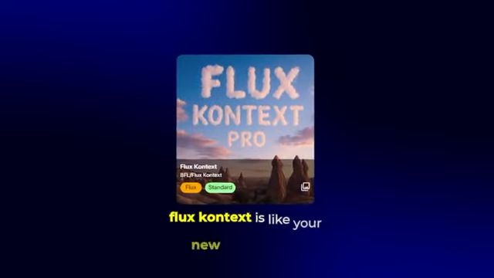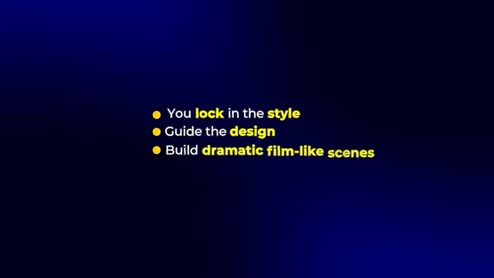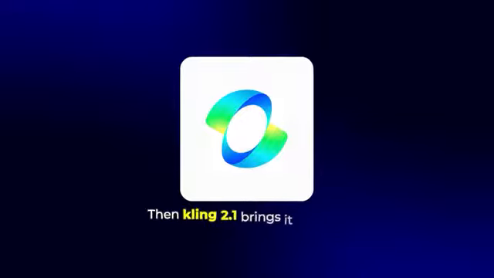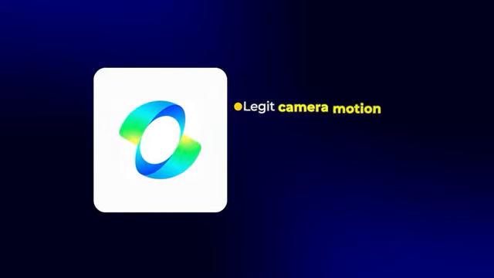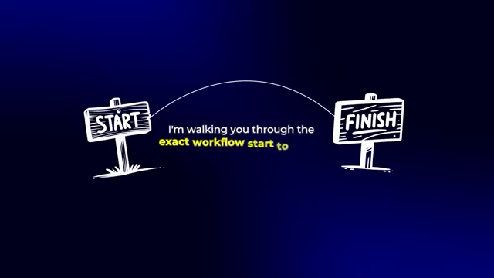Flux Context is like your new visual brain. You lock in the style, guide the design, and build dramatic, film-like scenes. Then Kling 2.1 brings it all to life with legit camera motion, smooth animation, and shots that look straight out of a short film. So in this video, I'm walking you through the exact workflow start to finish.